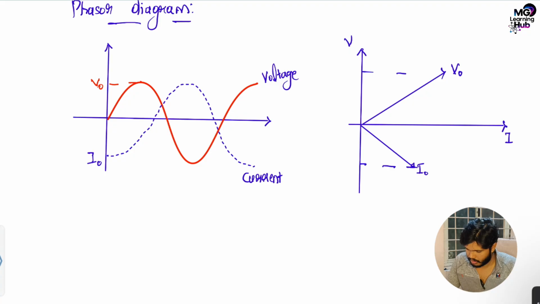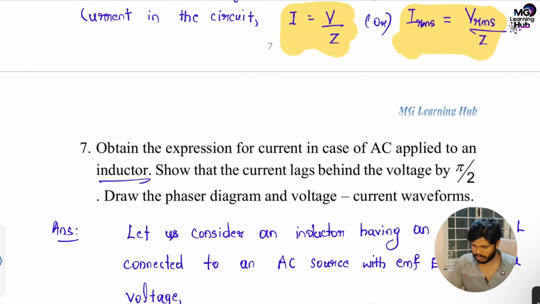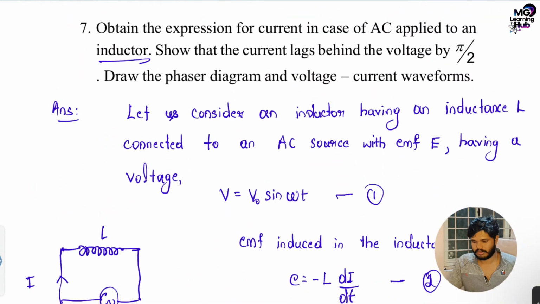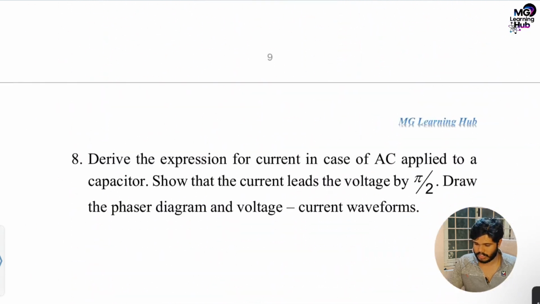Done. This is I, and this will be omega t, and the angle between V naught and I naught will be pi by 2, that is 90 degree. This is the phasor diagram. Done. So you will do this much derivation. Done. Let's go to the next question. So the inductor is done.